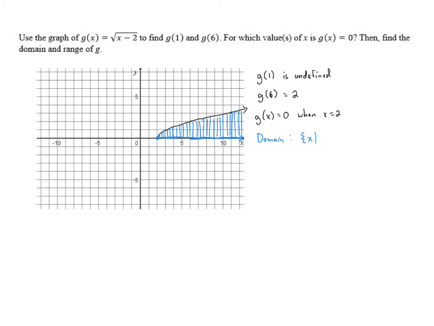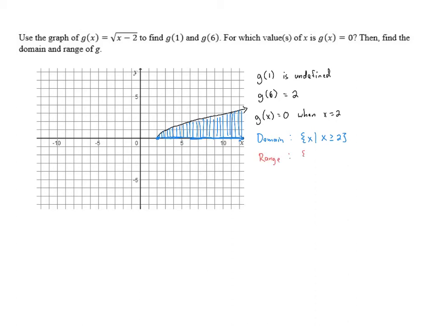But none of the points to the left of 2 end up being a part of our domain, because the graph doesn't exist anywhere over here. So then our domain is going to be the set of numbers x, such that x is greater than or equal to 2. Now let's move on to the range.